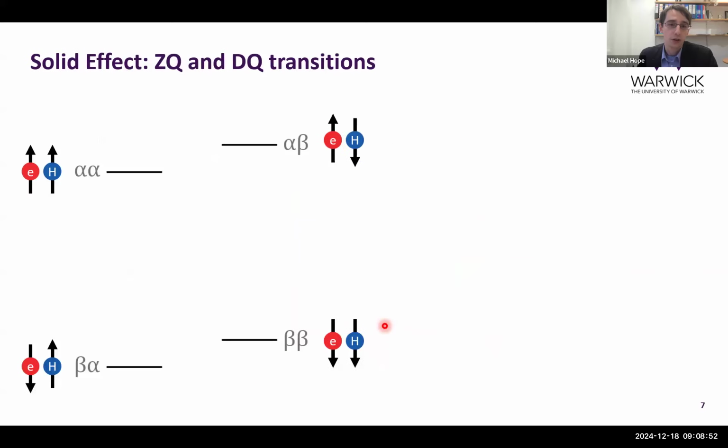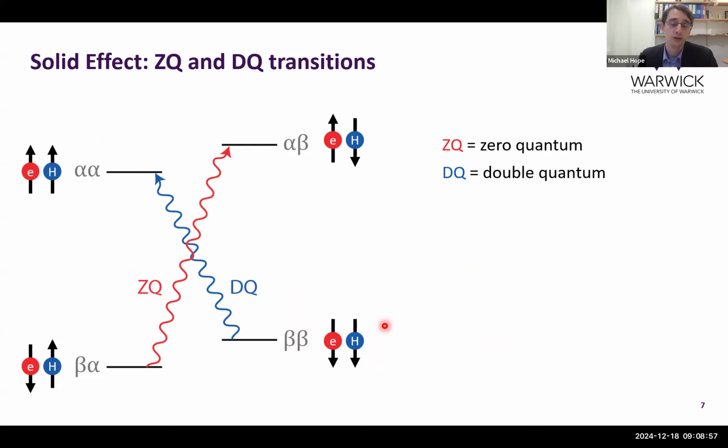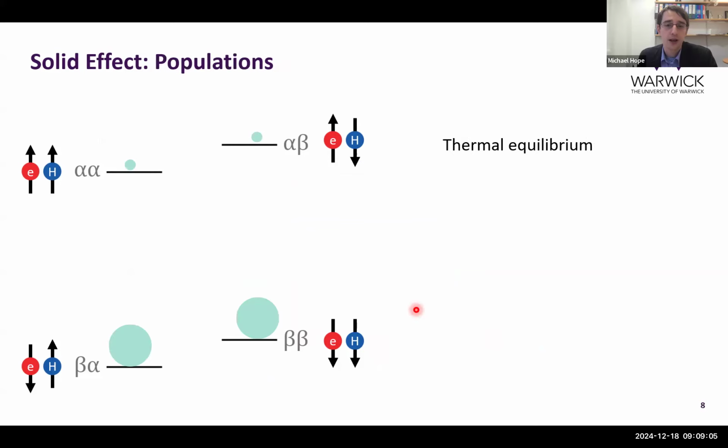In the solid effect, we use applied microwaves to drive either the zero quantum or the double quantum transition in this four-level system. What that does is it simultaneously flips an electron and a nuclear spin. And we can see what that does to the populations. Here, the population of each level is represented by a circle.